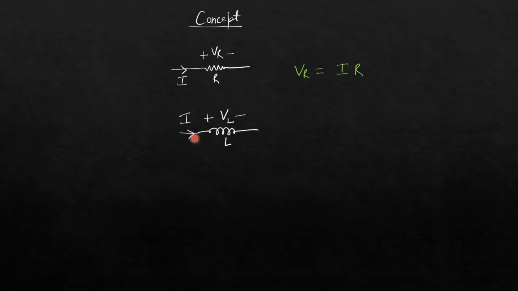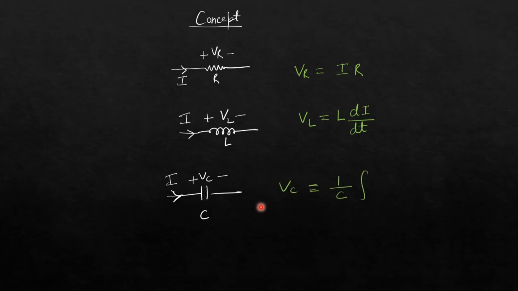You need to remember some important points. Suppose there is a resistor and the current flowing is I in that resistor. The voltage drop VR is given by VR equals I times R. In case of an inductor, if the current flowing is I, the voltage drop across the inductor will be L times di by dt. Here we take the differentiation of current. And in case of a capacitor, the voltage drop VC will be 1 by C times the integral of the current.